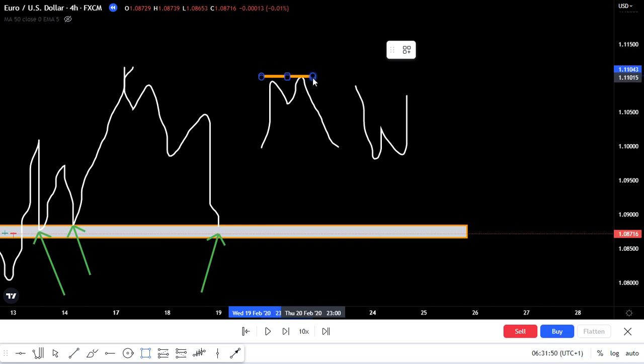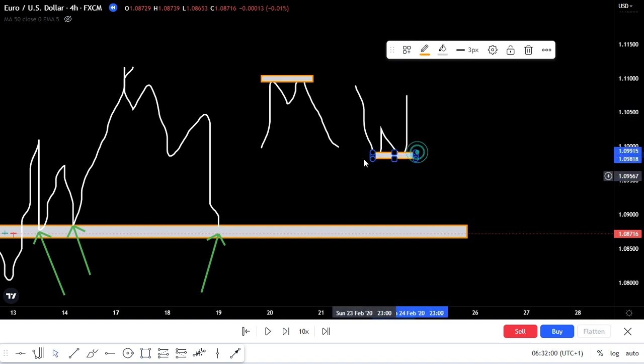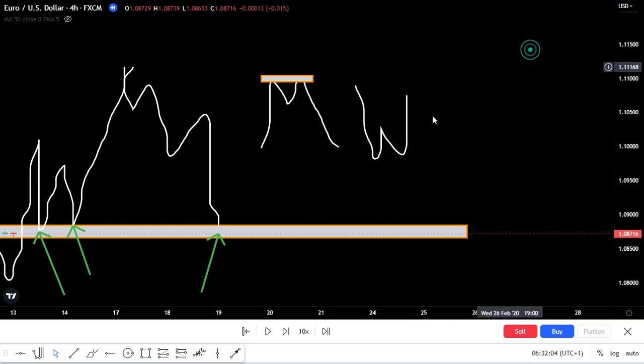Now the price retesting the zone twice at the top, which is a double top, is a reversal pattern to the downside, or M pattern. The second one is the double bottom or W pattern: the price retesting the zone twice to the downside. This is a reversal pattern to the upside.